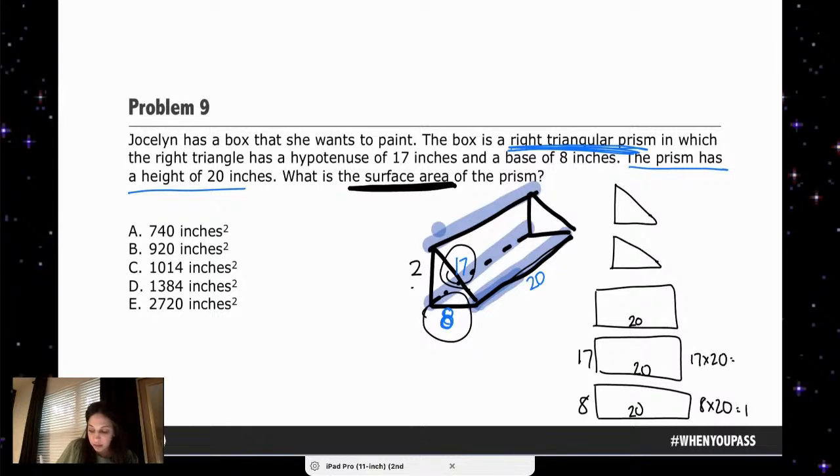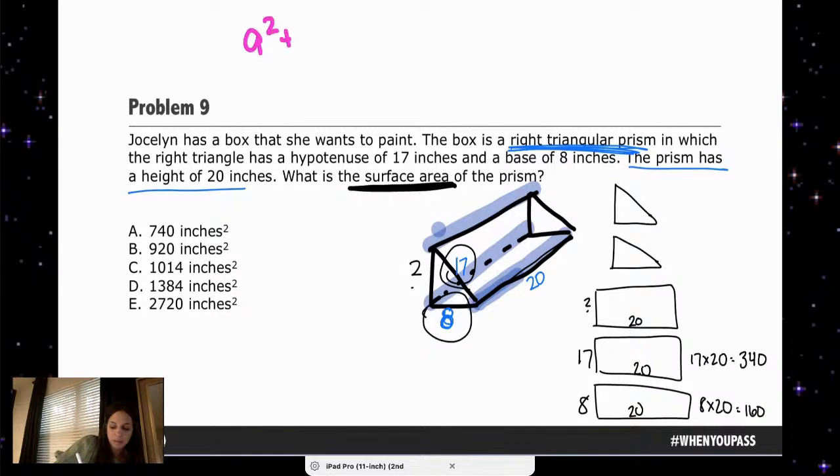8 times 20 is 160. 17 times 20 is 340. Now, I need to find that missing side of that right triangle before I can do anything else, because it's going to determine the area of my triangle and the width of my missing rectangle. How do I find the missing side of a right triangle?